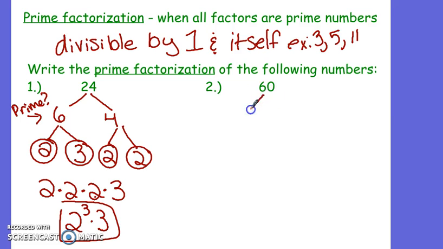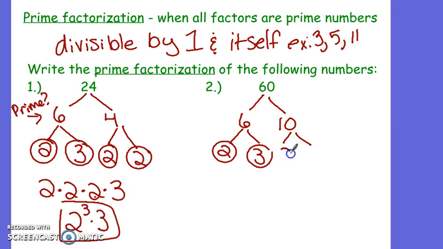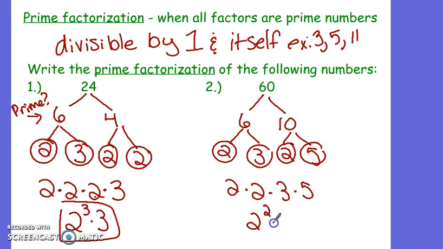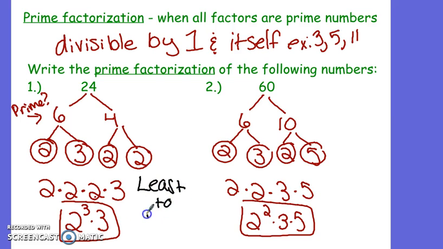The prime factorization for 60, let's do 6 times 10. Neither one of them are prime. 6 is 2 times 3. Oh, they are prime. 10 is 2 times 5. They are prime, so I could write it as 2 times 2 times 3 times 5, which is 2 squared times 3 times 5. Notice you always want to put your numbers in order from least to greatest. And then they're going to stay that way.